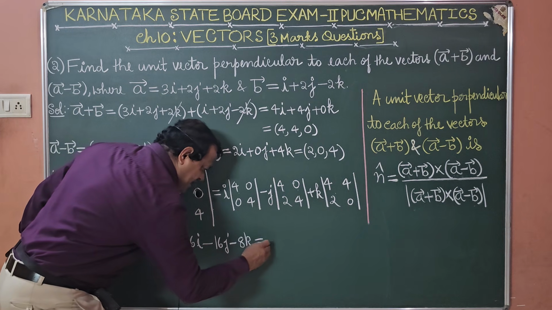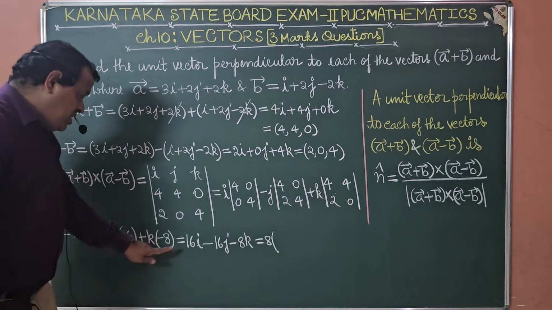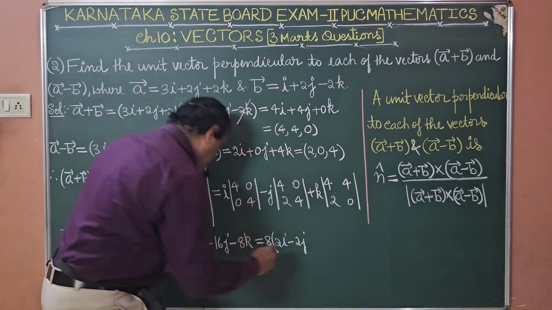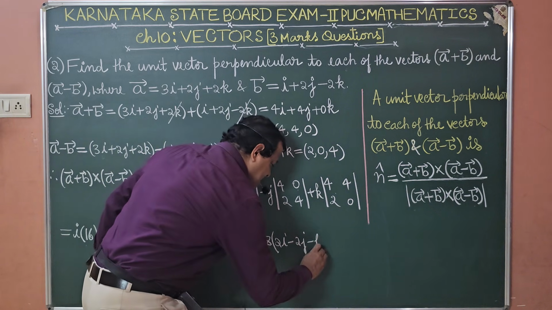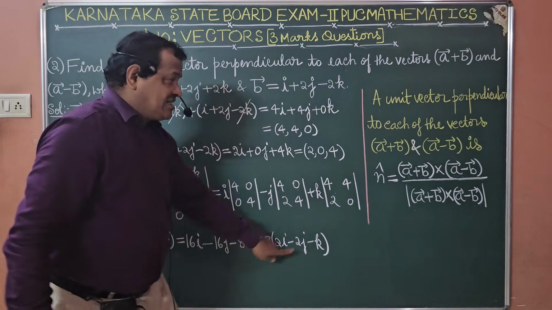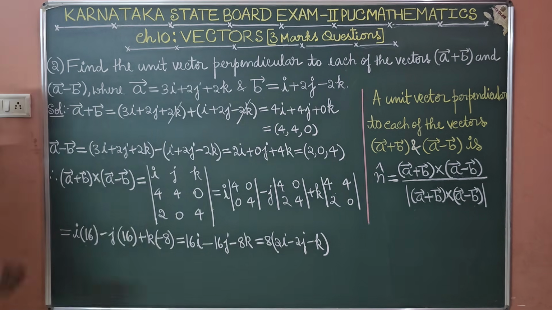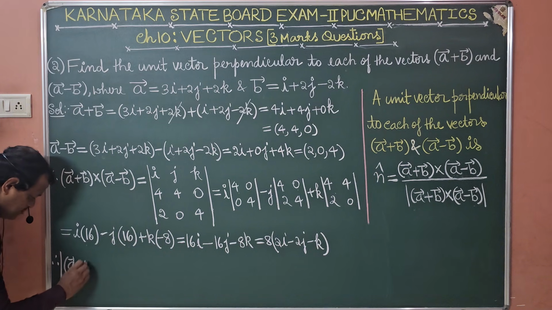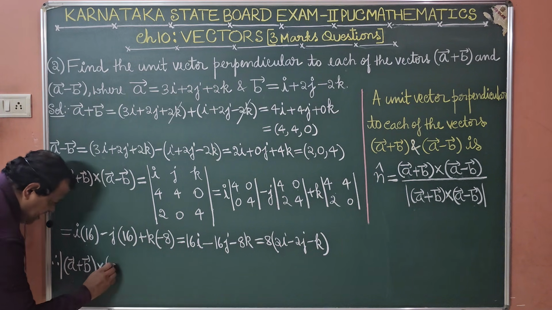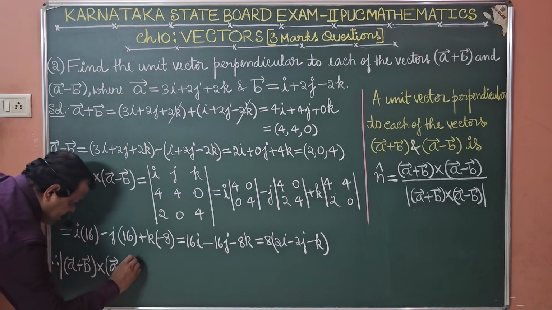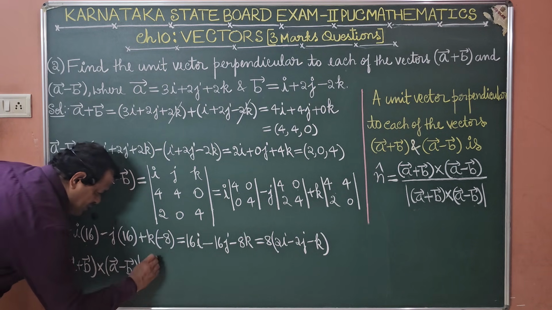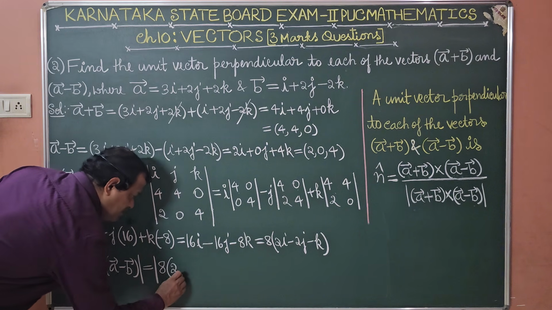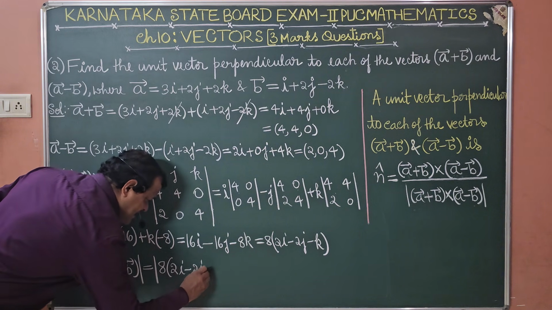Or shall I take 8 common as a scalar? It will be 2i minus 2j minus k. So this is in fact the numerator. Now I will find its magnitude. Therefore, magnitude of a plus b vector cross a minus b vector is equal to, so magnitude of this right hand side, 8 into 2i minus 2j minus k.